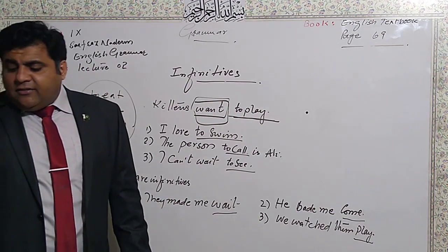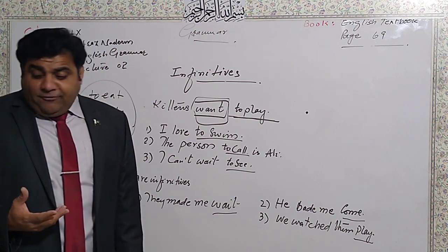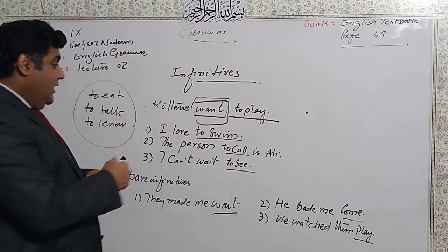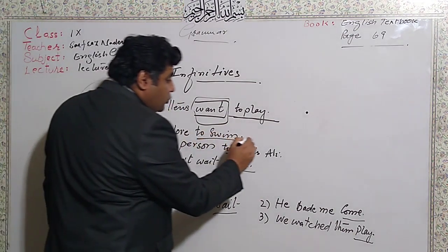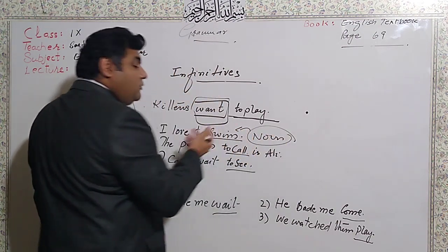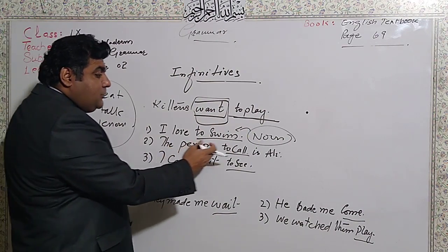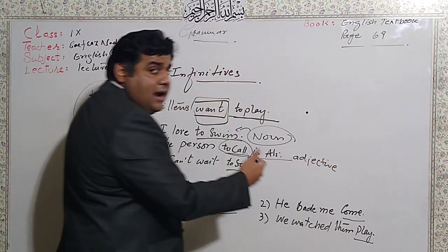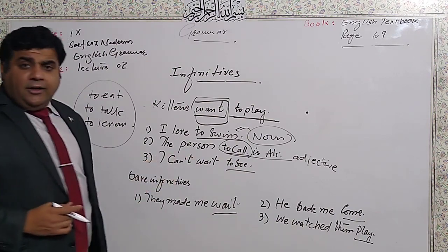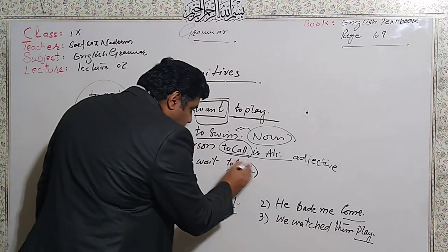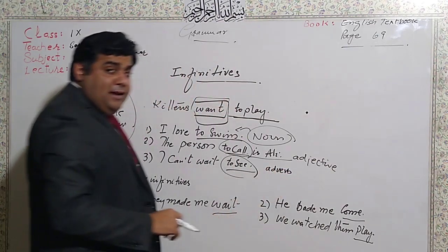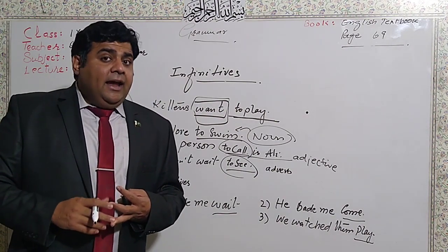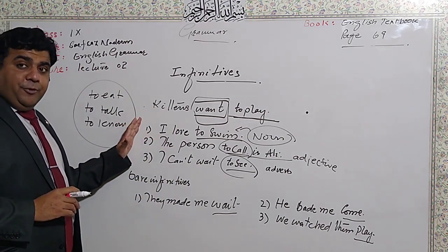Okay, so dear students, what is the function of the infinitive? An infinitive acts as a noun, as an adjective, and as an adverb. How? Have a look over there. I love to swim. Here, to swim is a noun. It acts as a noun. Second, the person to call is us. Here, to call is an adjective. And number three, I can't wait to see. Here, to see is, dear students, an adverb. It means that an infinitive works as a noun, as an adjective, and as an adverb. These are the examples of the infinitive before you.